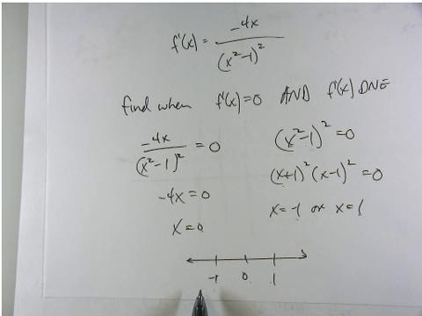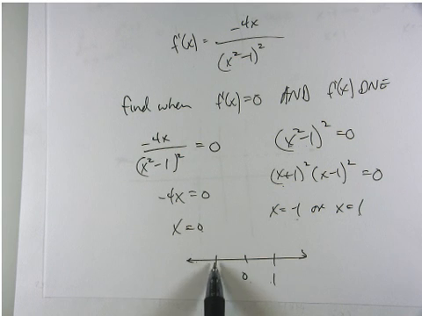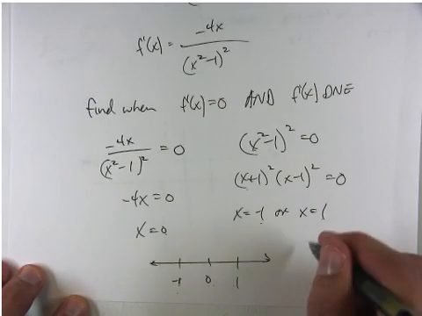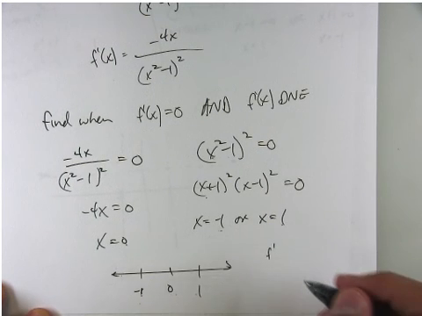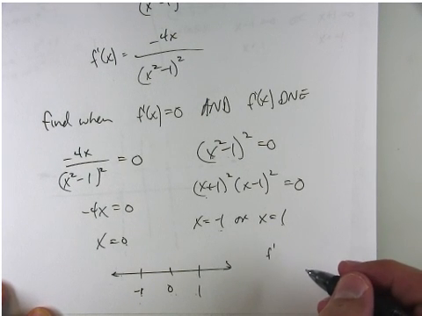How do you know what candy is in the candy jar? Well, you grab a piece and you taste it. Okay. So I'm going to pick my favorite number less than negative 1. Anybody have a favorite number less than negative 1? Negative 2 seems like a good choice. All right? And I'm going to plug it in. What am I going to plug it into?